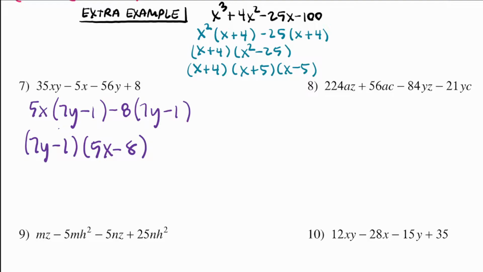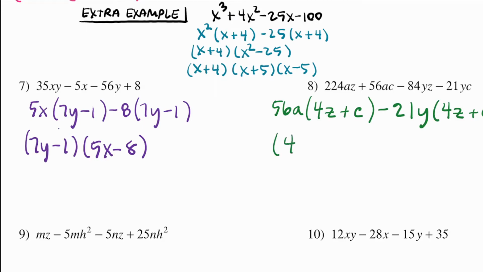Okay. And number 8, okay, 56, I'm saying it divides 224 because 50 times 4 is 200 and 6 times 4 is 24. So I know I'm going to be able to factor out the 56, and there's an a in both of these. So I'll be left with a 4z plus 1c. And I can see that 21 divides 84 because 20 times 4 is 80 and 1 times 4 is 4. So I'll factor out a negative 21 and a y. I'll be left with a 4z and a positive c. So I factor out that 4z plus c, I'm left with a 56a minus 21y.